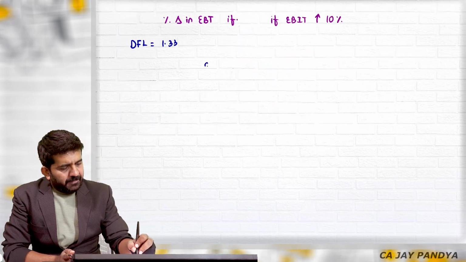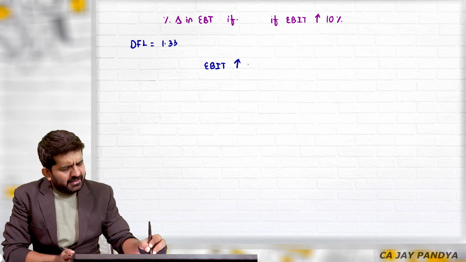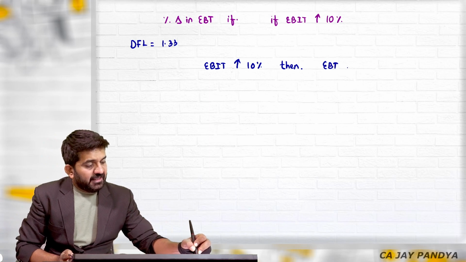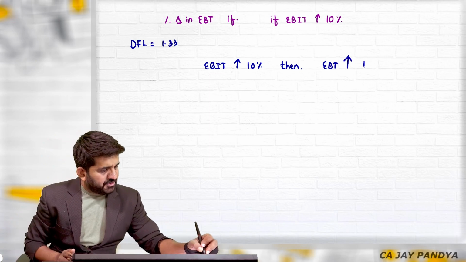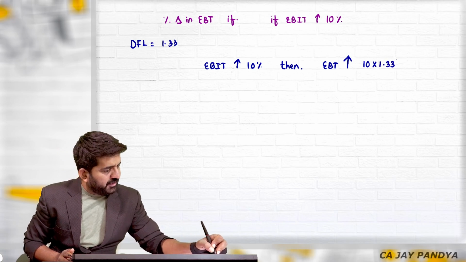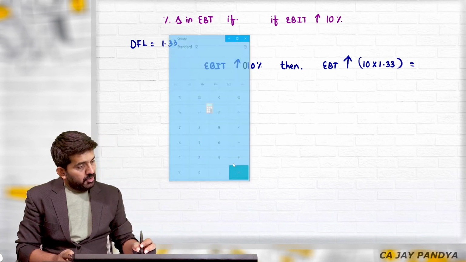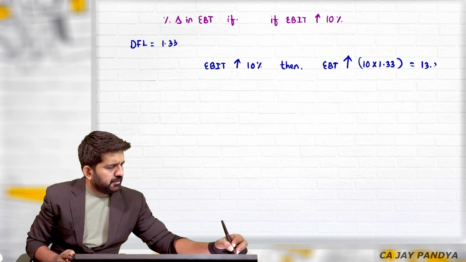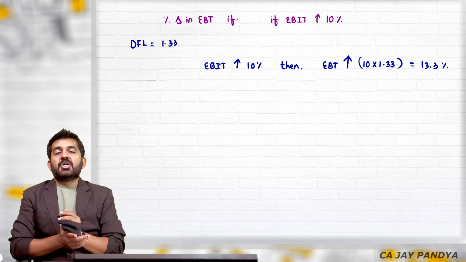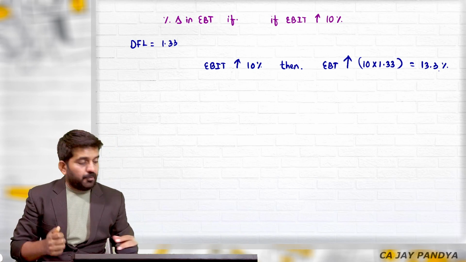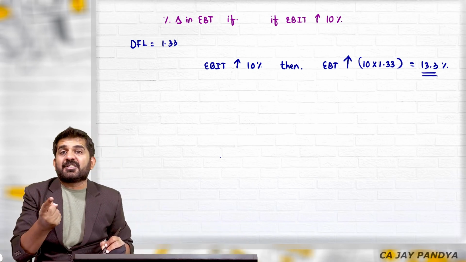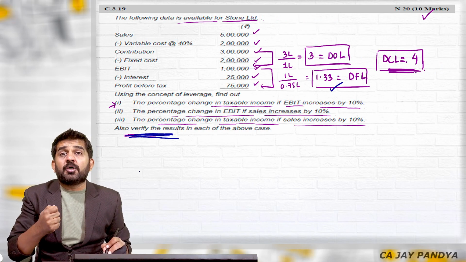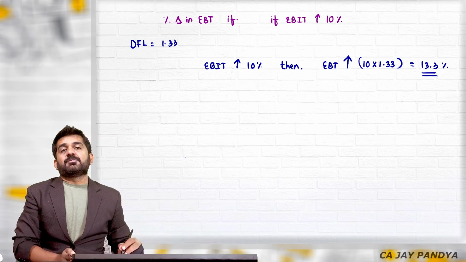What does this mean? If EBIT increases by 10%, then EBT will increase, but not by 10%, by 10 into 1.33. 1.33 into 10, which is 13.3%. EBT will increase by 13.3 percent. This is our first answer, but they also want verification. So you will have to give the proof that EBT will increase by 13.3%.